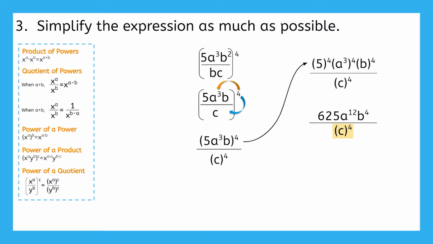c to the power of 4 is already simplified. And now that the numerator and denominator are simplified, we're done, right? It's generally a good idea to check each element to make sure. And I only see one element of each base, so it's simplified.